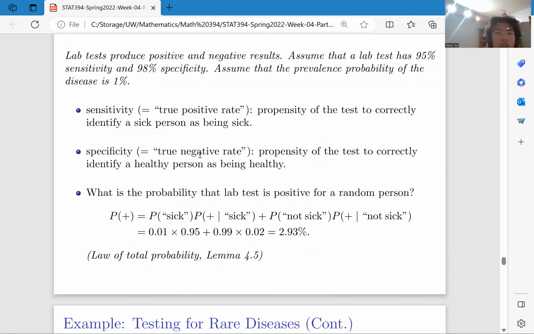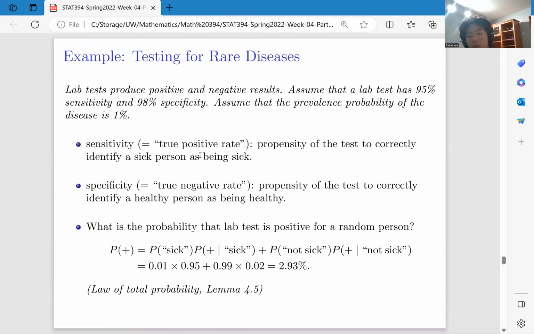And we can see one example. This is an example of testing for a rare disease. Lab tests produce positive and negative results. In 95% of cases, the test correctly identifies a sick person as being sick, and 98% of the time the test correctly identifies a healthy person as being healthy. So what is the probability that the lab test is positive for a random person?